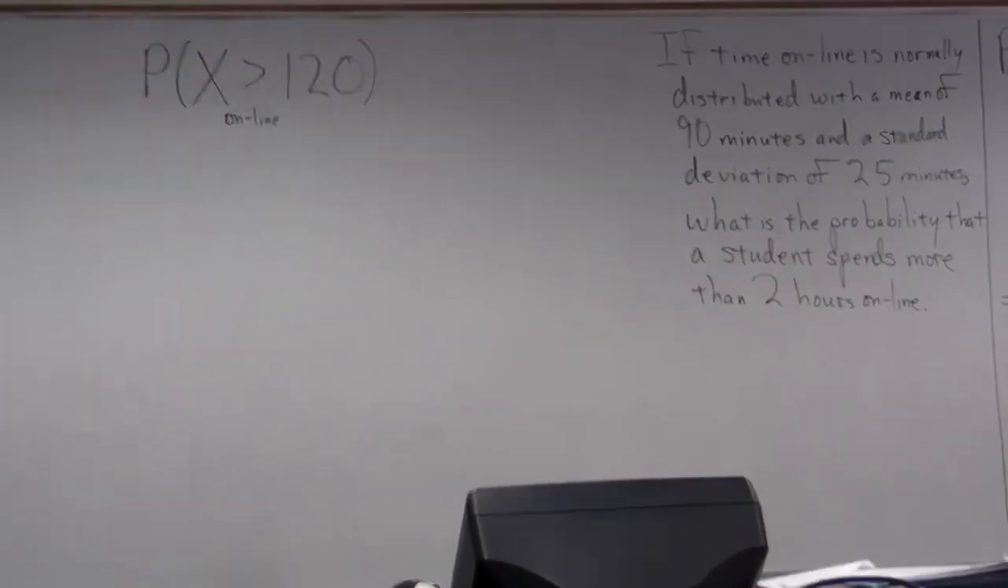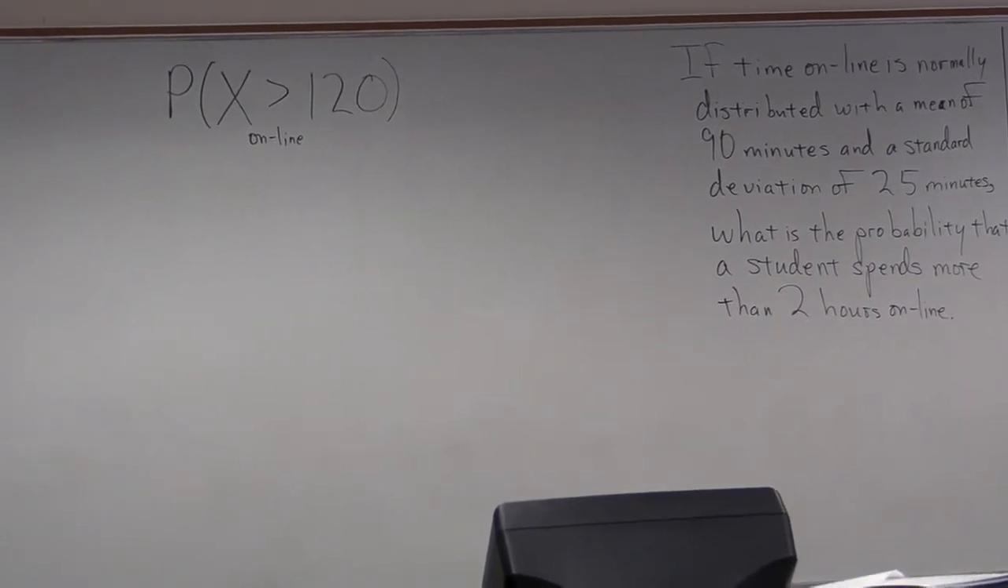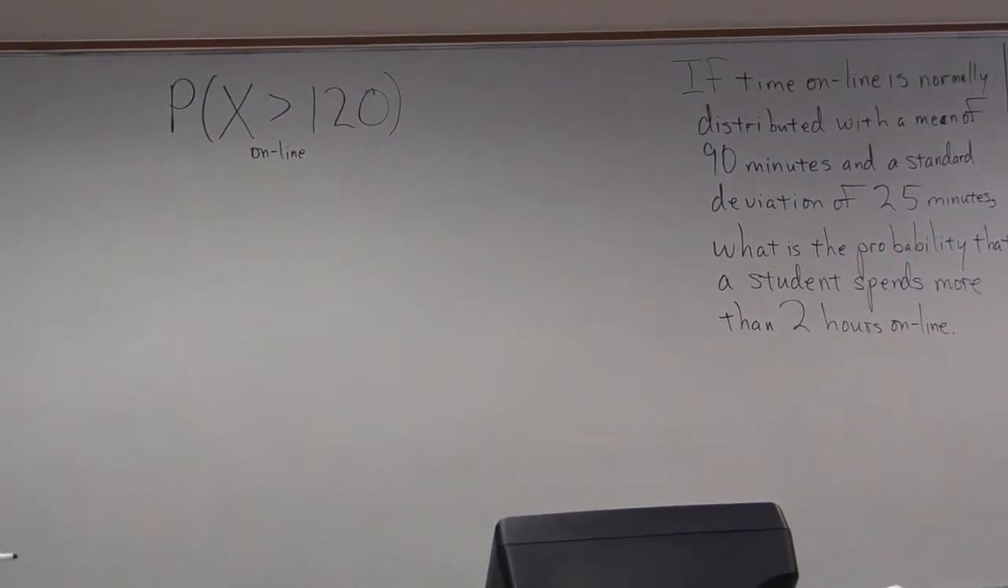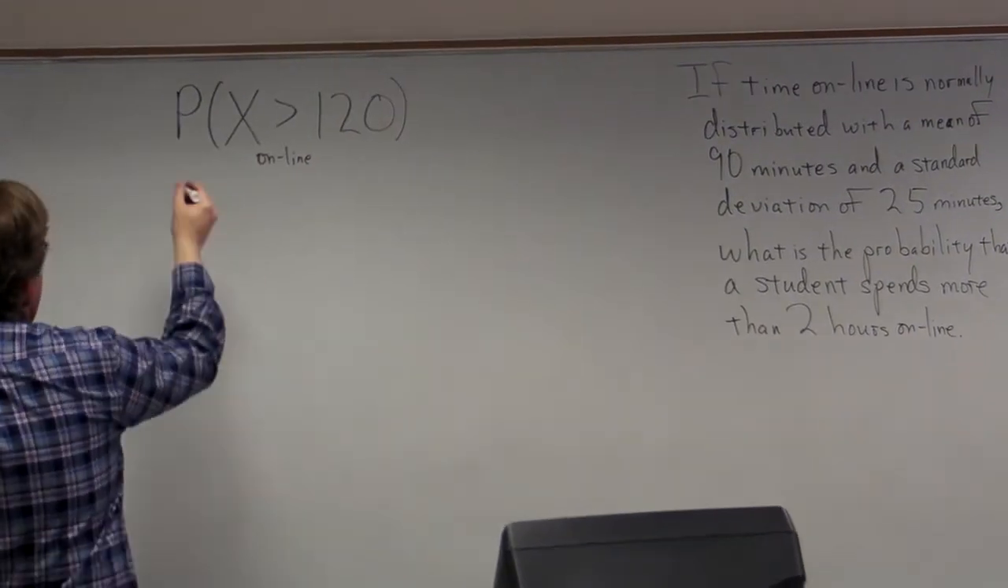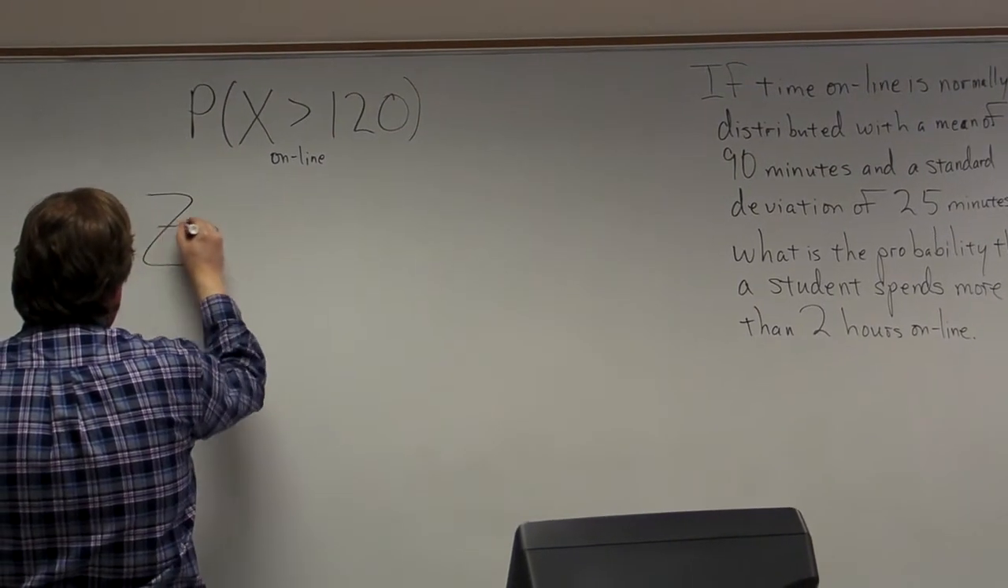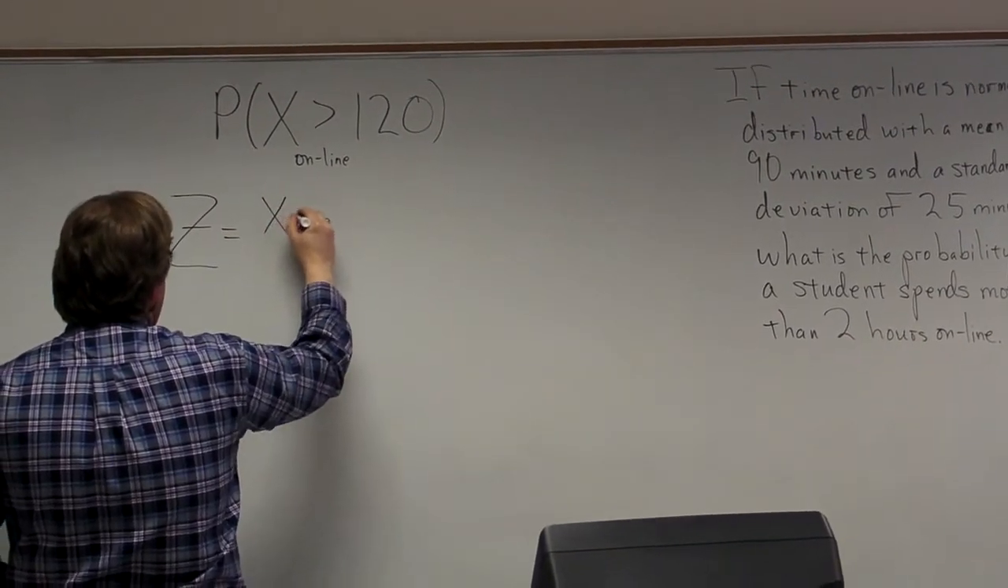All right. So what we're going to do is convert this to a z. We need to convert this to a z. And we're going to use the following formula. Z is equal to x.